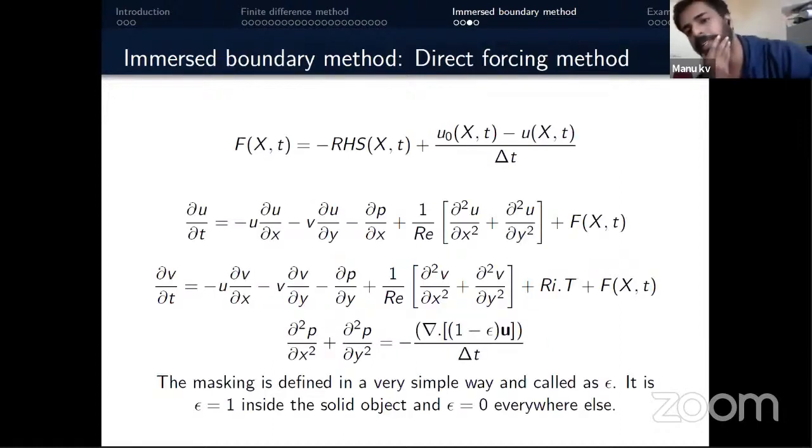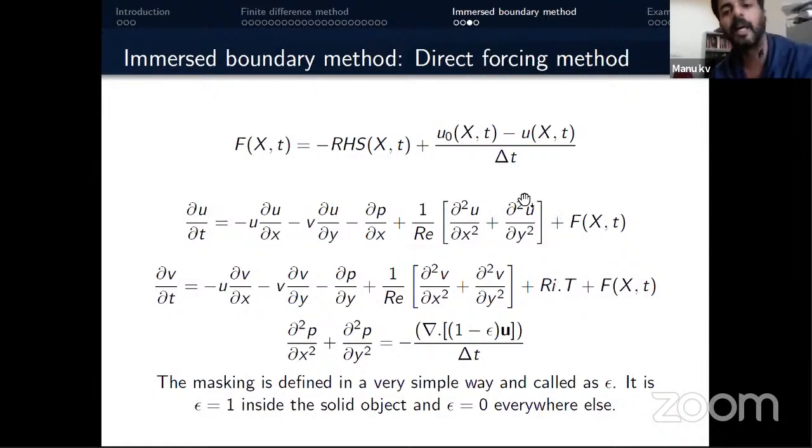Okay, now let's look at how we include the immersed boundary method part. In the immersed boundary method, we are using a function f(x,t), as I pointed out. Sorry for this term Ri: if we are not solving the temperature equation, this will be 0, so we can treat Ri as 0. If we are solving the temperature also, then there will be some terms. This has nothing to do with the Navier-Stokes equation itself. It is coming from the gravitational effect.